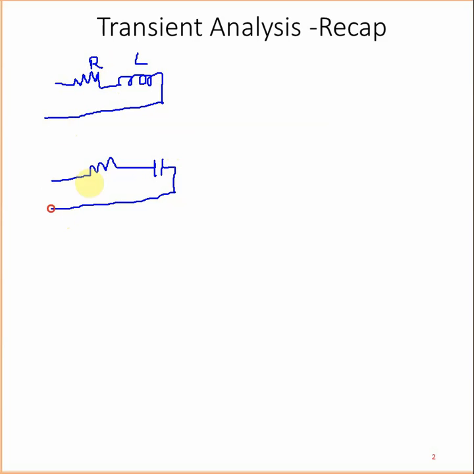This is RC. Then RLC means what? R, L and C. Okay, so this is RLC. So this is a series connection of RL, RC and RLC, three circuits. Okay, so generally what does transient analysis mean?